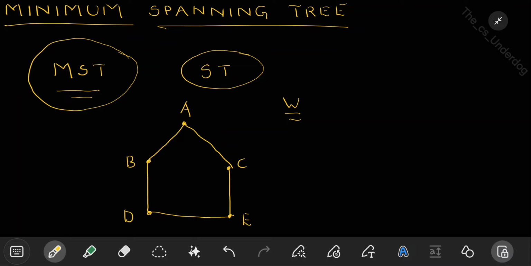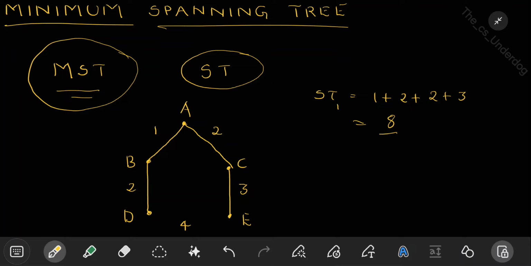For example, if I am having weights 1, 2, 2, 4, 3 for the edges, what will happen if I remove this edge from the graph? This is a spanning tree, but the question is what is the total weight of this spanning tree? Let me call this spanning tree 1. For this, the total weight is 1 plus 2 plus 2 plus 3. What is this? This is 8. So 8 is the total edge weight for this particular spanning tree.